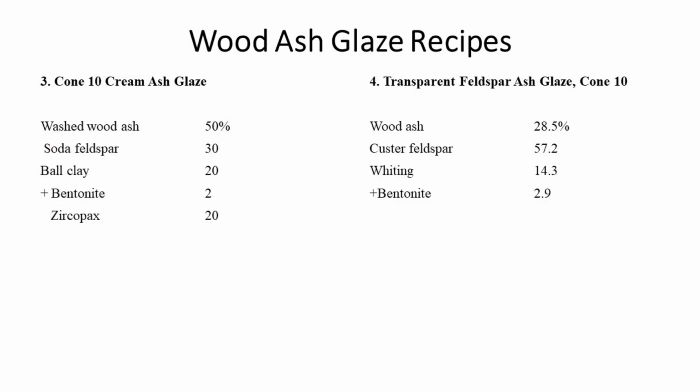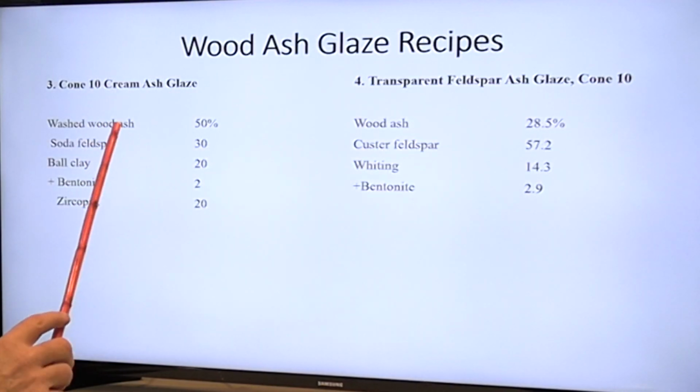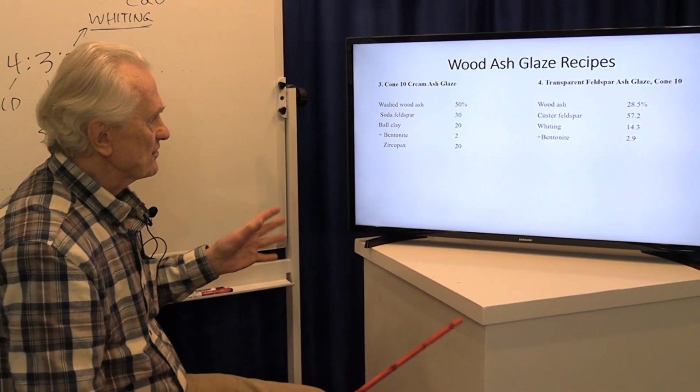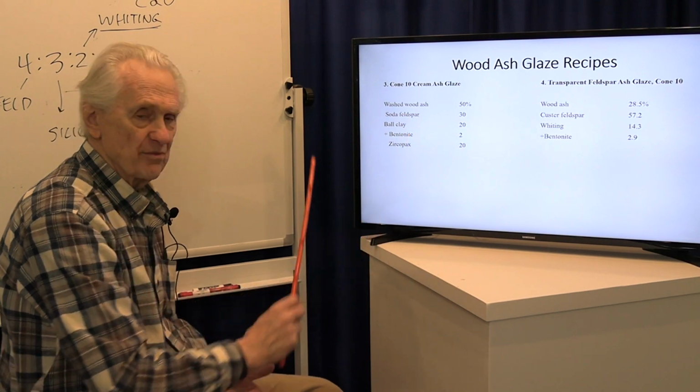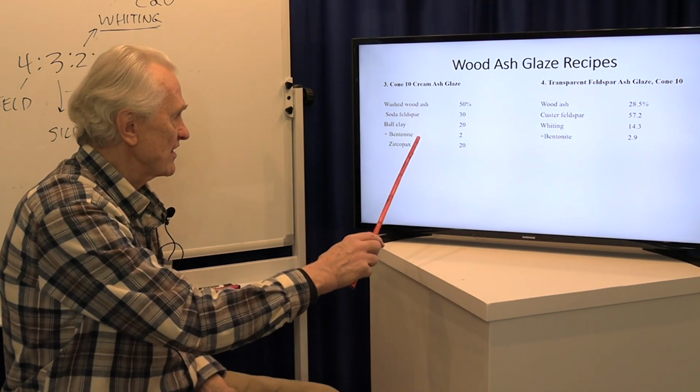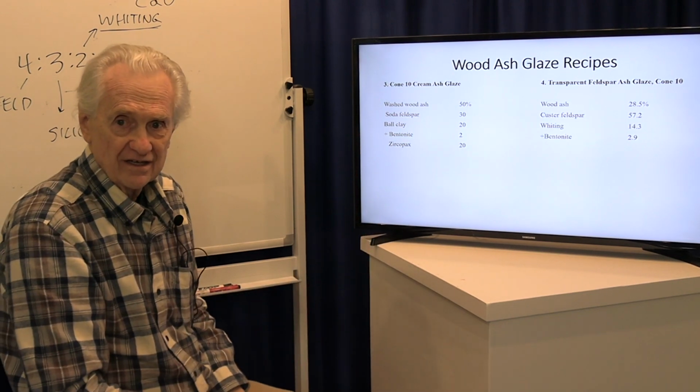Okay, here's another one, a cone 10 cream ash glaze. In this case, they specified washed ash, soda feldspar, and ball clay, the same three ingredients, in slightly different proportions than the last recipe, but now they've also included some bentonite with it. Frankly, in this case, I don't know why you need the bentonite, because you've got 20% ball clay, and that's a lot of ball clay. So if I was going to try this one, I would almost try it without the bentonite.